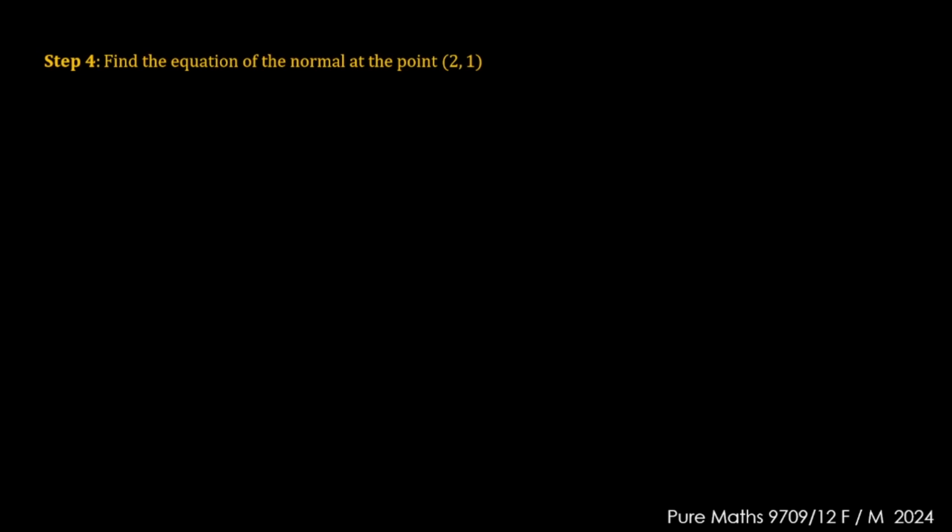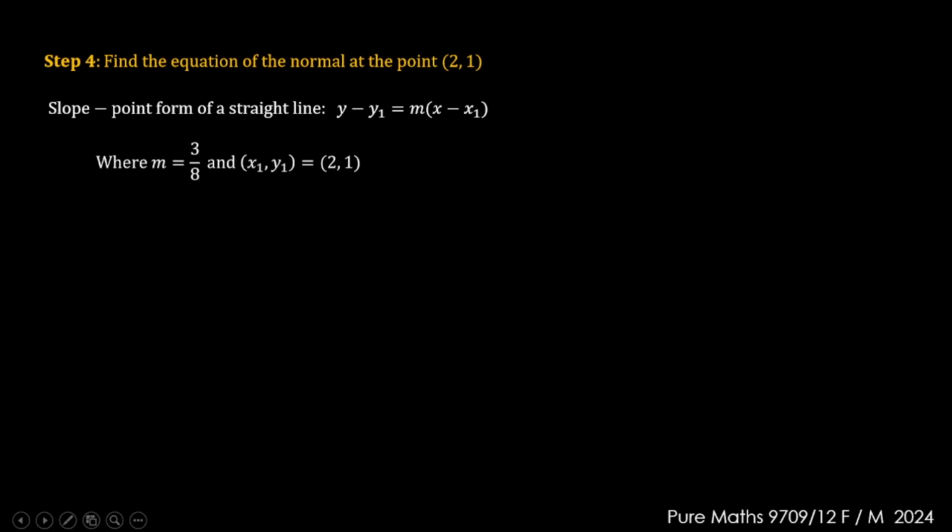Step 4, which is the last step, we find the equation of the normal at the point (2, 1). We use the slope-point form of a straight line to do that. That is y minus y1 equals m times (x minus x1). In this case, the slope we're using is 3/8, and the point (x1, y1) is our point of tangency, which is (2, 1). Now substitute in the values. We have y minus 1, the y value, equals the slope, which is 3/8, times x minus 2, the x value. Now multiply through by 8.